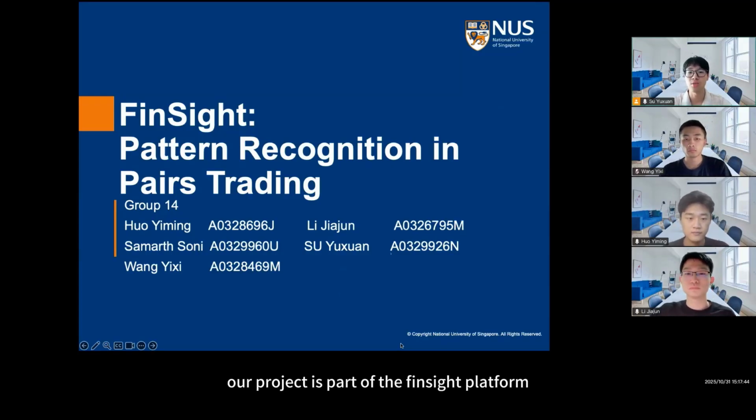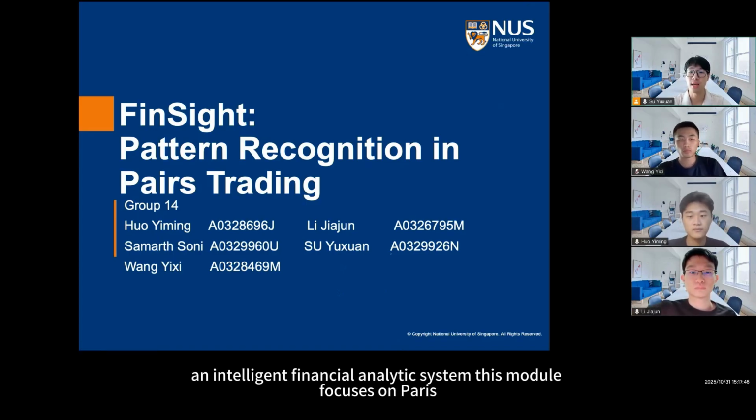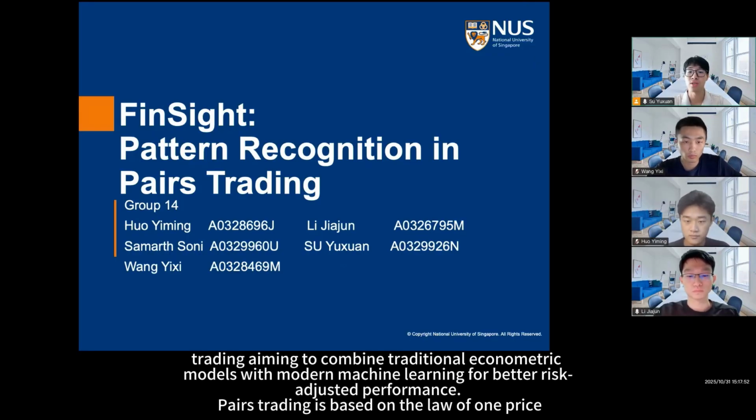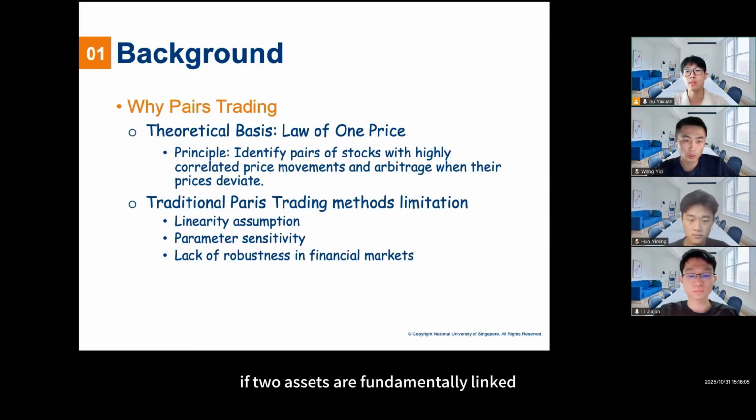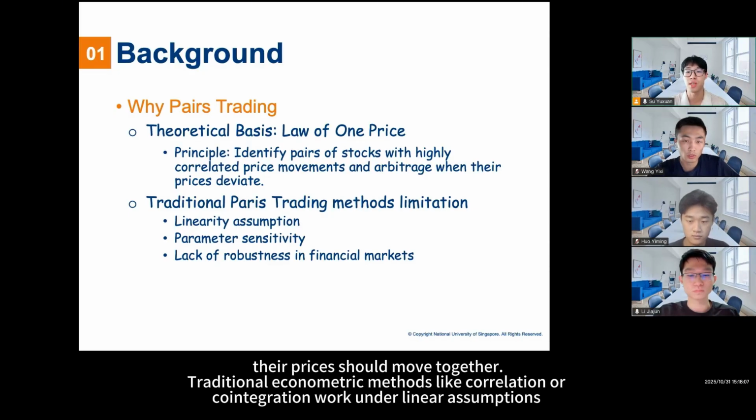Our project is part of the FinSight platform, an intelligent financial analytics system. This module focuses on pairs trading, aiming to combine traditional econometric models with modern machine learning for better risk-adjusted performance. Pairs trading is based on the law of one price. If two assets are fundamentally linked, their prices should move together.